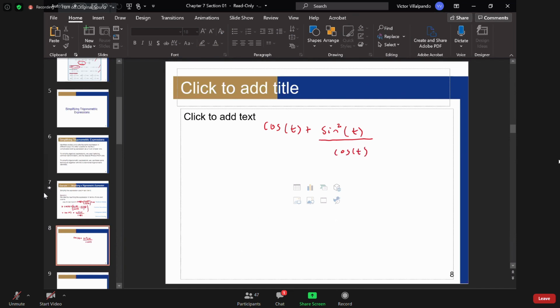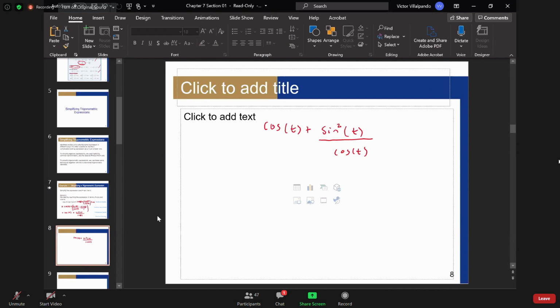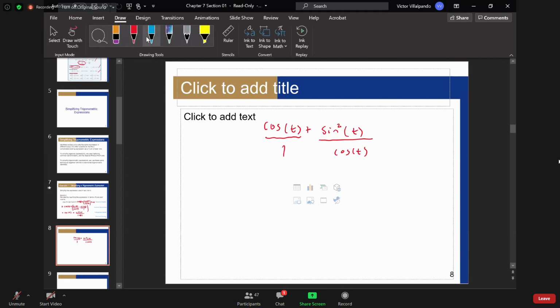Now, I know I ran out of space here, but the next hint was common denominator. So we want to write this as one fraction. Cosine's denominator is 1, and in order to write them as one fraction, they need to have the same denominator. So can I multiply cosine by 1 in the form of cosine over cosine? That makes sense? Multiply this by cosine of t times cosine of t.